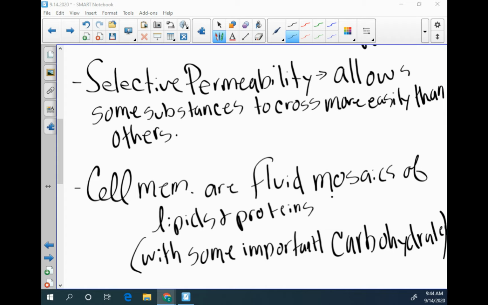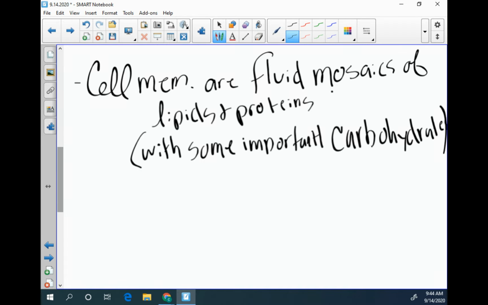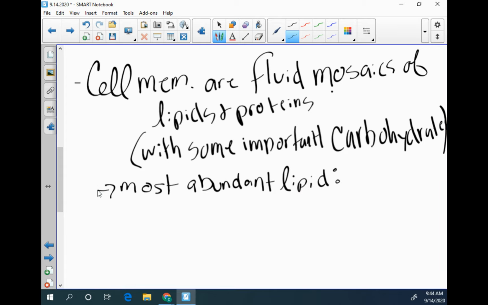So, generalized structure. The most abundant lipid, not all the lipids, but the most abundant, is our old pal, the phospholipid. You've likely talked about phospholipids in past classes: the general structure, a bunch of little heads, a bunch of little tails, arranged because of hydrophilicity and hydrophobicity. We're just going to briefly touch on that before we get into the actual fluid mosaic model.